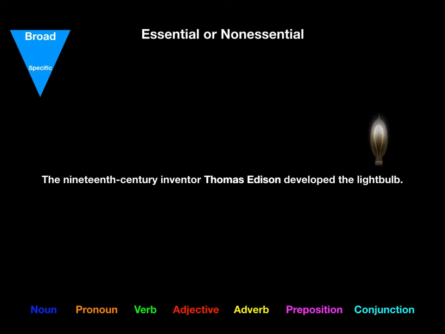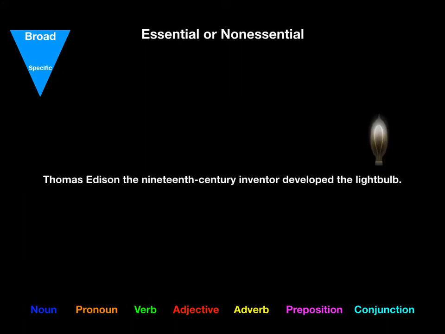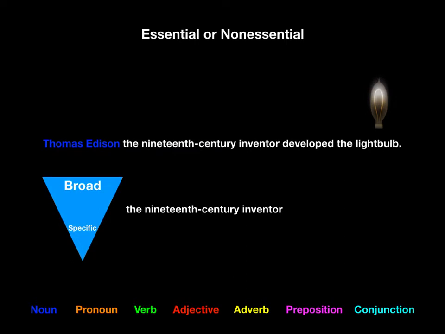Let's look at an additional sentence that is similar to this example. Thomas Edison, the 19th century inventor, developed the light bulb. Within this sentence, we'll note that the primary noun is Thomas Edison. After Thomas Edison, we have the phrase, the 19th century inventor. As opposed to the first example, we now need to decide whether the 19th century inventor is essential or non-essential. Is this term broader or more specific than Thomas Edison? This information is broader than the very specific noun Thomas Edison.